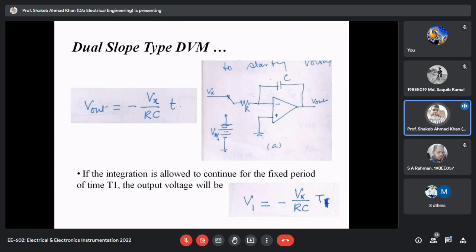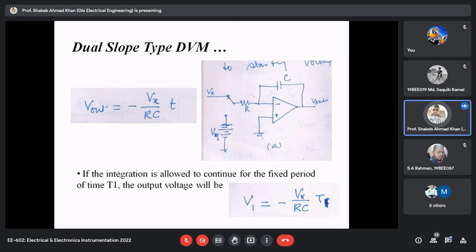Now what we do, we connect the unknown voltage for a constant period of time, that is T1. This is the T1. So obviously this will be the output voltage. Means what we do, we apply this unknown voltage to the voltmeter for a constant period of time, and that period of time is T1, and that is known.